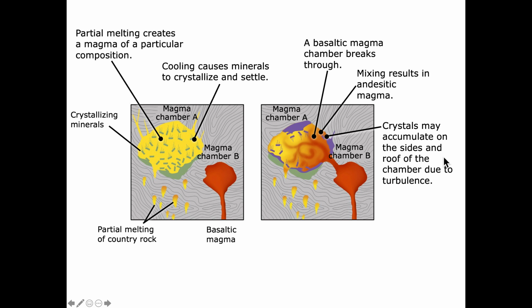Crystals can accumulate on the sides and the roof of the chamber due to turbulence, so as this is mixing around, any crystals that form might stick to the sides, and therefore we can have a zoned magma chamber ultimately. One set of crystals out here are layered on top of the initial crystals that formed early on. These are going to be made of a different chemistry than these.